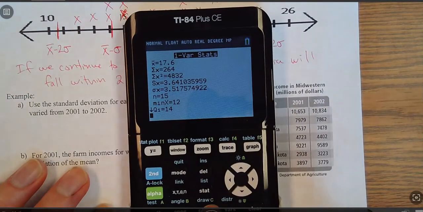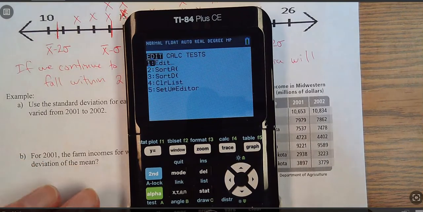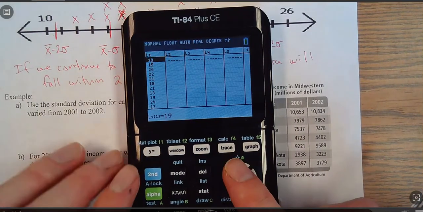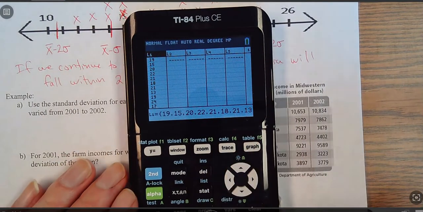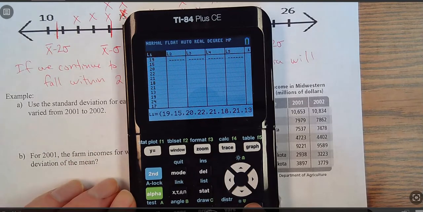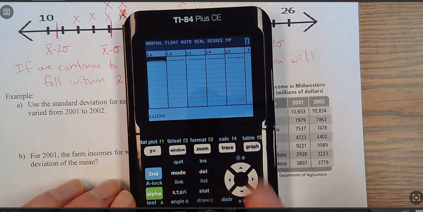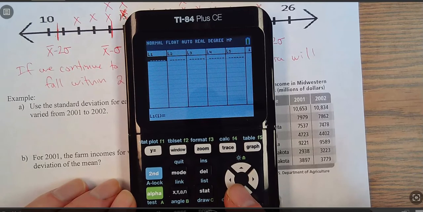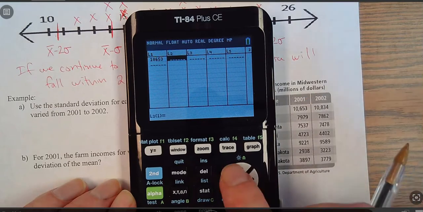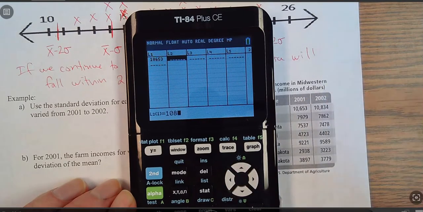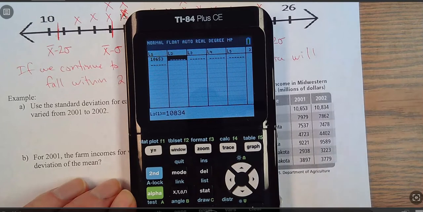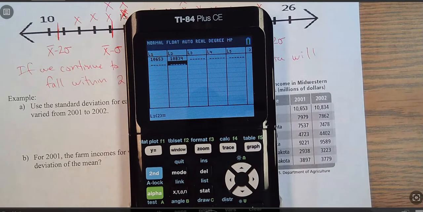Okay, so push Stat, Edit, and then for L1 I can just type over it, or if I want to clear the whole data, hit Clear and Enter. Don't hit Delete. It's a problem. If you do that, tell me, I'll come help you fix it. So 10,653, I'm going to type this in L1, and then 10,834, I'm going to type all this data in L2. I'm going to pause the video and type it in.